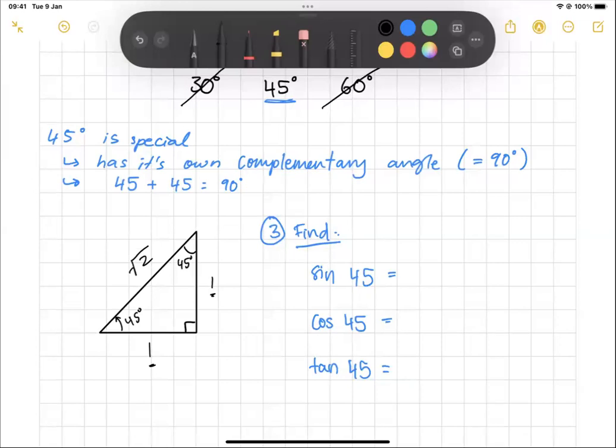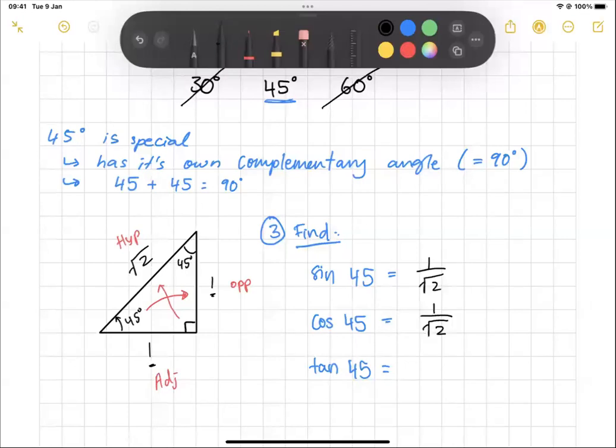Okay, let's just use it. Let's use one of the angles. If I use this angle here, this will be my opposite, this will be my hypotenuse, and this will be my adjacent. No matter which angle I use for 45, it'll still give me the exact same answer. So let's find sine 45. Sine 45 is opposite over hypotenuse. So my answer for sine 45 is 1 over square root of 2. Cos 45 would be adjacent over hypotenuse, which is, to no surprise, 1 over square root of 2.